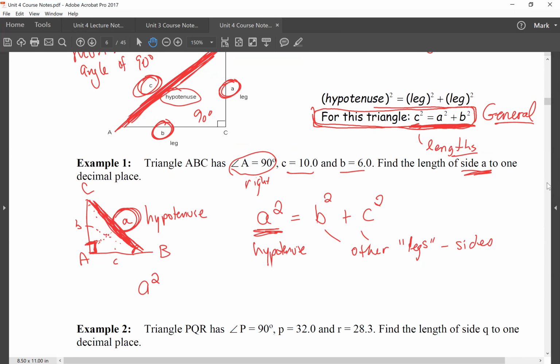So A squared is going to equal B squared, so 6 squared, plus C squared, 10 squared. Okay, so let's see what that is. That's 36 plus 100, so 136.